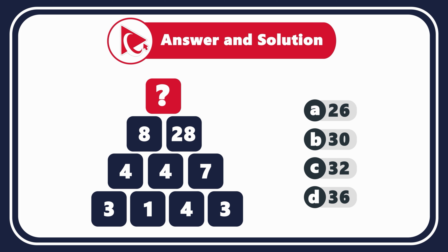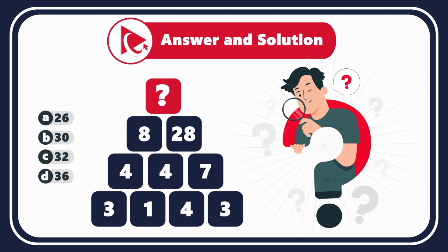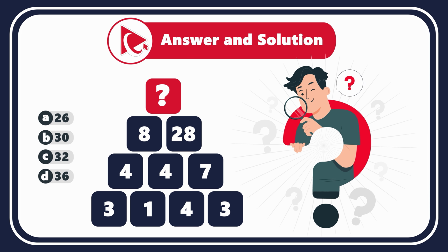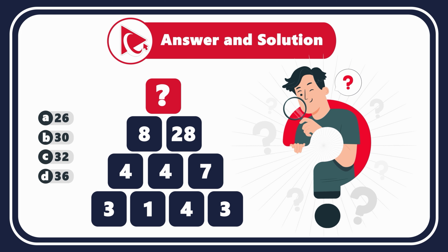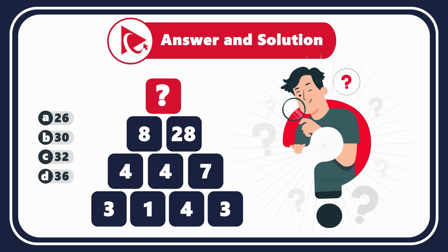Choice A, 26, choice B, 30, choice C, 32, and last but not least, choice D, 36. Let me give you a hint. Consider that I might be trying to mislead you by the way I present the information. Maybe there is another alternative look at how you can look at this data.